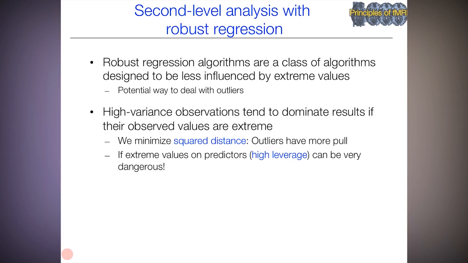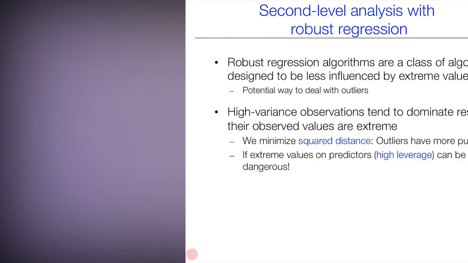High variance observations, which are far out from their respective means or regression lines, on average tend to dominate the results, especially if those observed values are extreme. So what we're doing with any kind of least squares estimation is minimizing least squares. What that means is that outliers, things that are far from the regression line, have more pull. Also, if those values are extreme on the predictors, if they have high values on the x variables, they have high leverage, and they can be very dangerous because they're going to exert a tremendous pull on the regression line. So this creates a lot of problems for the standard analysis framework.